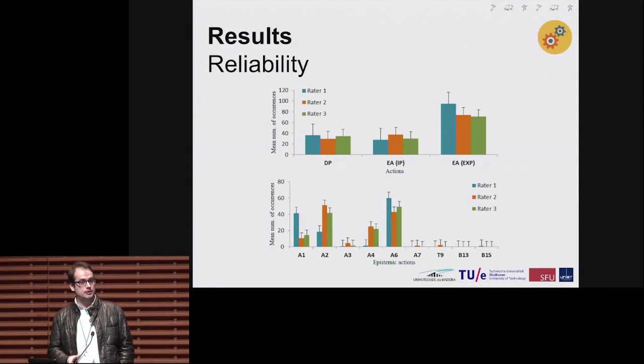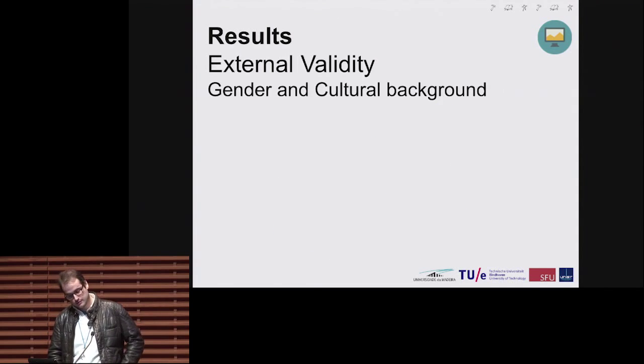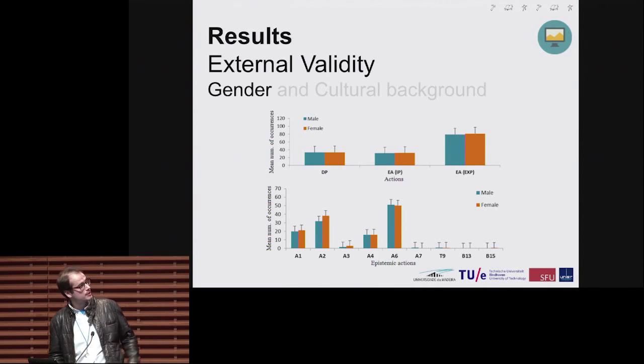Because of the limited number of double-coded content, so we only had 8 out of the 60 videos, we performed additional statistical analysis on all the content from the 3 raters. And we observed very little differences. All the raters had very similar results for direct placements and exploratory actions done either with indirect placements or exploratory actions. They also reported the same number of epistemic actions, so the epistemic actions A1, A2, A4, and A6 were the most common ones, regardless of rater.